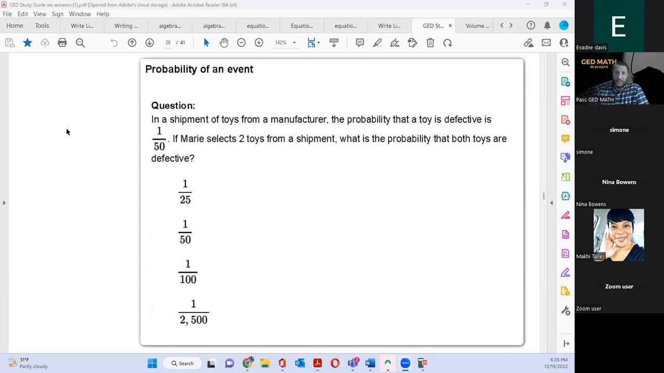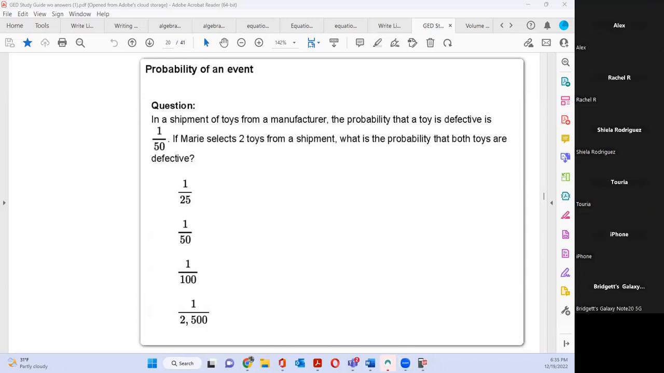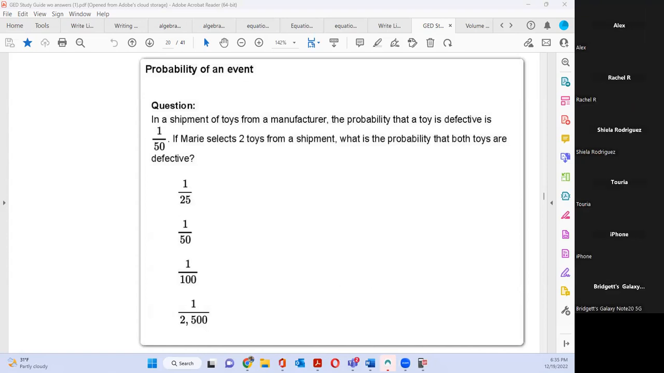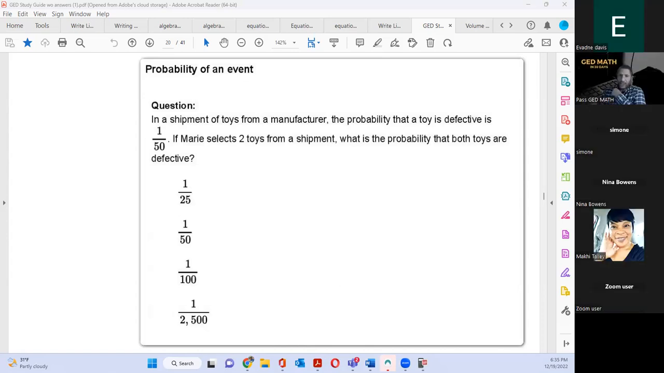Let's see, 6, 12. Oh, we got a lot of people in here tonight, about 18. I love it. I'm loving it. All right, so let's look at this.